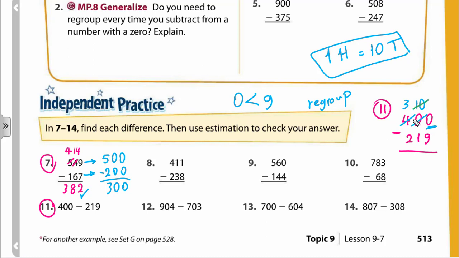So we will take 1 from the 10 in the tens. It will be 9, and the 0 in the ones will be 10. The same like what we did with the hundreds and tens, do it with tens and ones. Now you can subtract 10 minus 9.